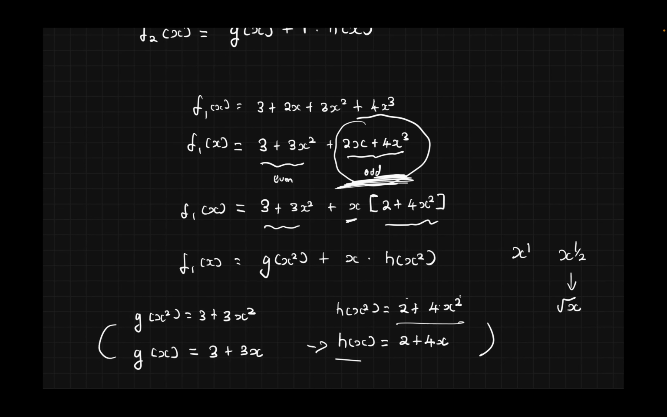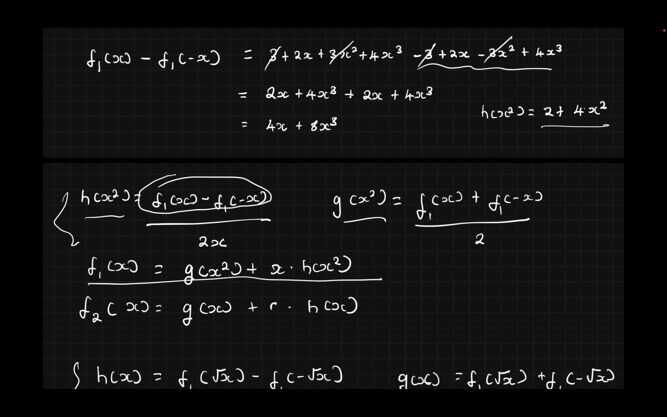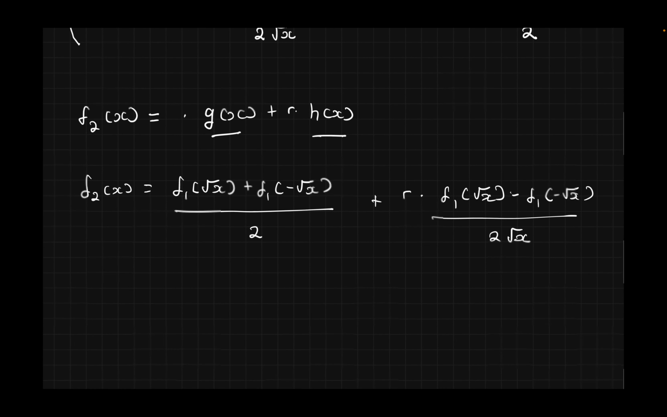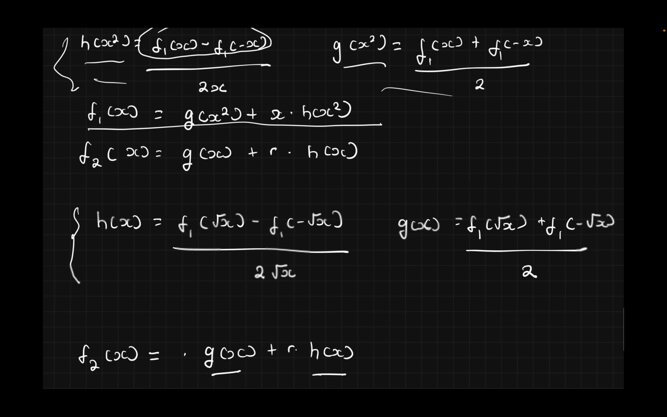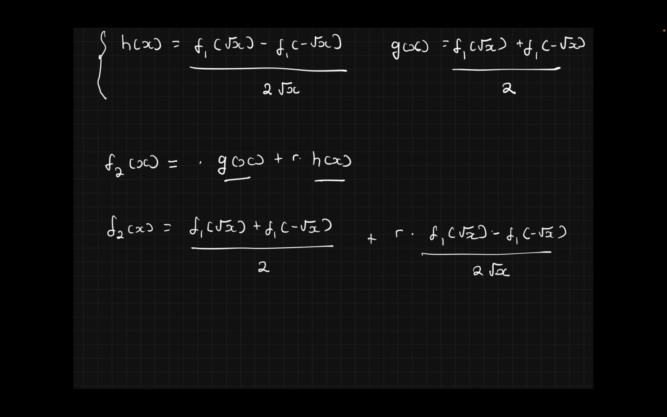Okay? But our goal is not this. Our goal is the h of x squared. So how do we get h of x squared? We factorized out x. So that's why we divide by x. So that's how we have the formula for h of x squared and g of x squared. Okay, so this is an x.